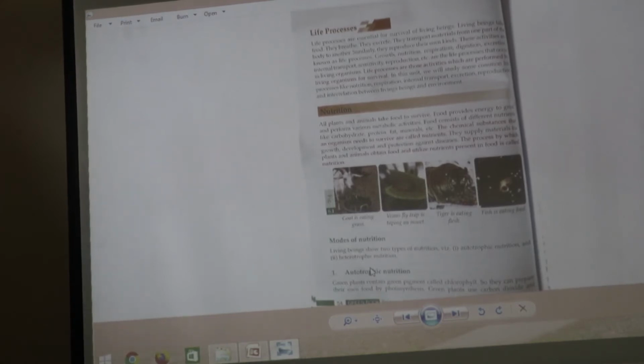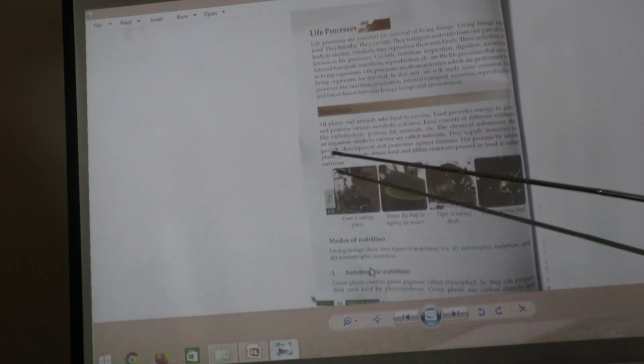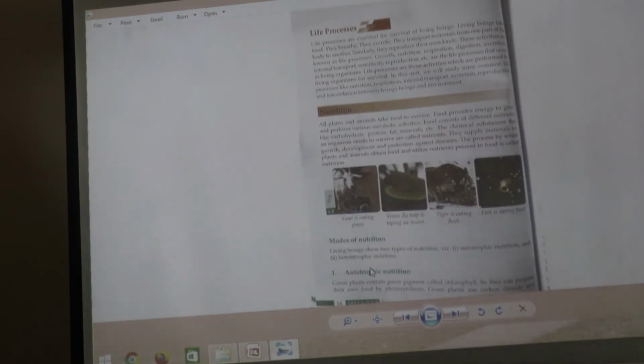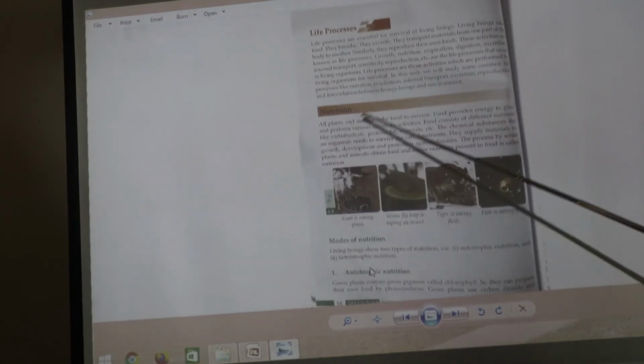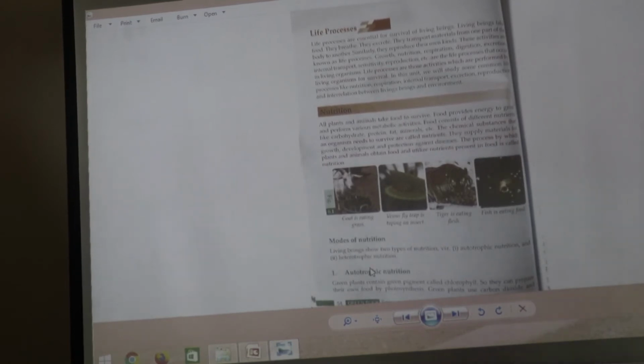Number 1, we are going to read about nutrition. All plants and animals take food to survive. We know that living beings need food to survive. Food provides energy to grow and perform various metabolic activities. Food consists of different nutrients like carbohydrates, proteins, fats, minerals, etc.